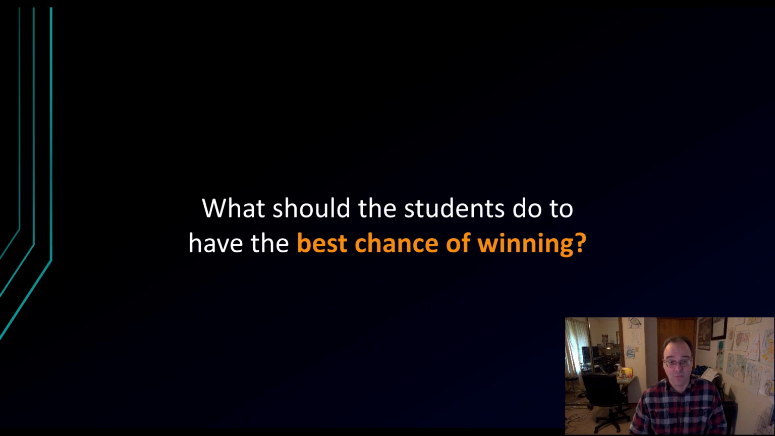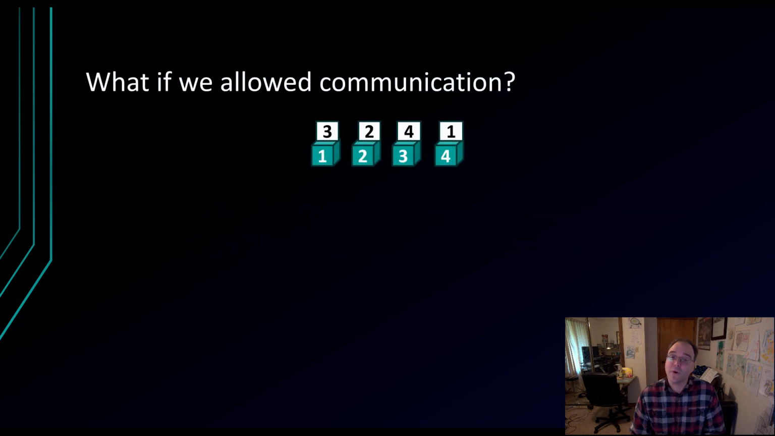Okay, so what do we do? Anytime we're faced with a problem, let's try to make it as small and simple as possible and start adding complexity as we go to get to the real problem. So what if we did allow them to communicate, the one rule they're not allowed to break? What if we just let them do that? What's going to happen? And what if there weren't 100 students? What if there's just 4?